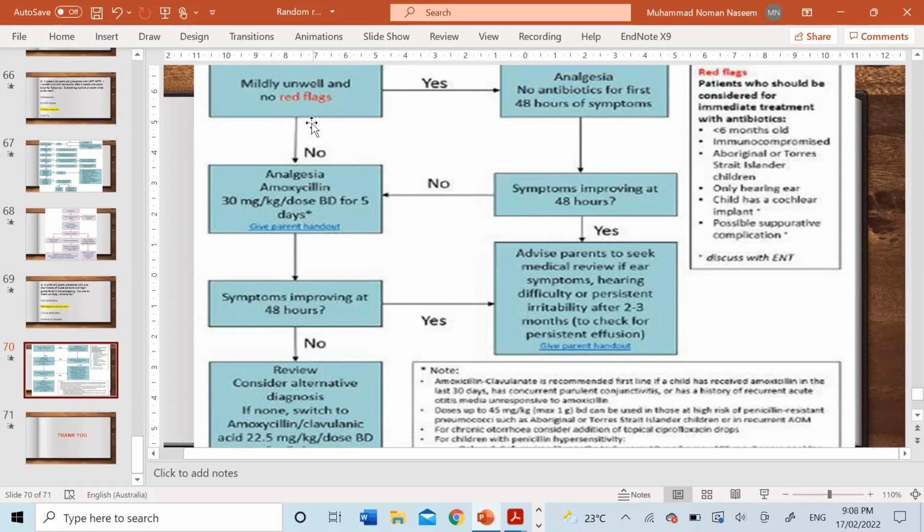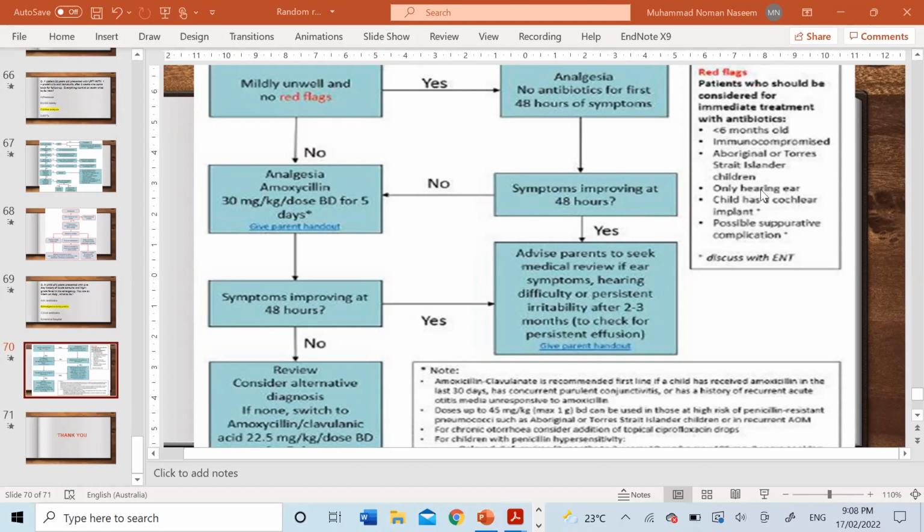But if the patient is very unwell, toxemic looking, there is no effort, drowsy, then you start both things right away. Don't wait for it. It's a red flag. What is the red flag? Patient is less than 6 months, immunocompromised, Aboriginal or Torres Strait Islander. These are the natives of Australia. We call these people Aboriginal or Torres Strait Islander, native people of Australia.